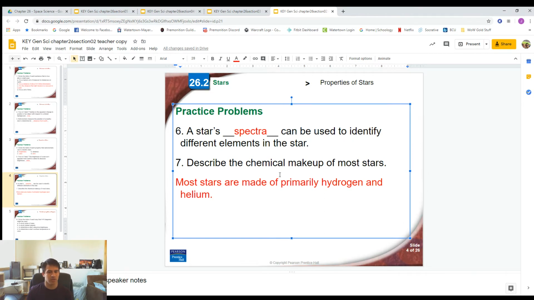Older stars that are close to dying will have heavier elements like iron, but the biggest percentage of stars is hydrogen and helium. Because that's how nuclear fusion works, it fuses hydrogen to make helium.